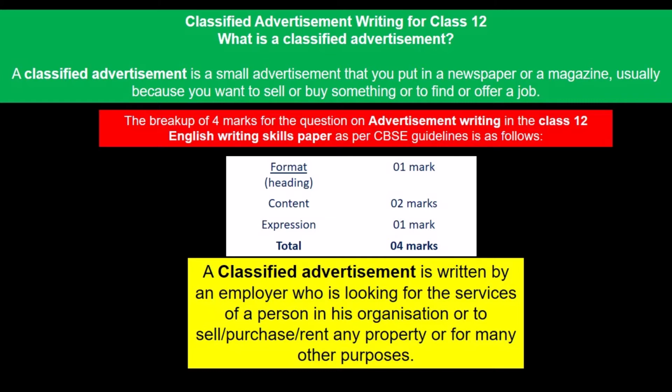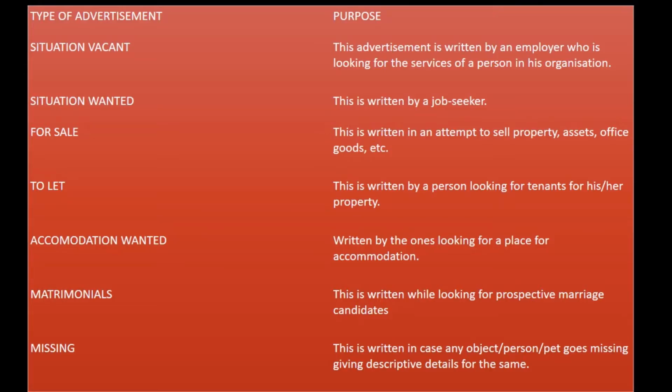And when we want to know what kind of advertisements and questions can be raised by CBSE, there are some specific parameters. Situation vacant: this advertisement is written by an employer who is looking for the service of a person in his organization. That means he will put across the vacancies. Then situation wanted: this is written by a job seeker. Then for sale: this is written in an attempt to sell property, assets, office goods, etc. Then to let: this is written by a person looking for tenants for his or her property. Then accommodation wanted, written by those looking for a place for accommodation.